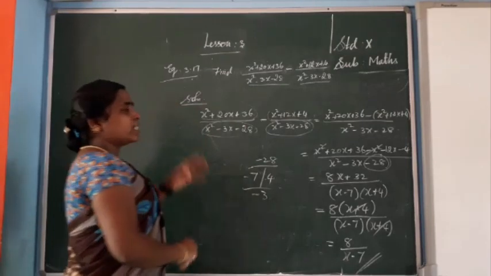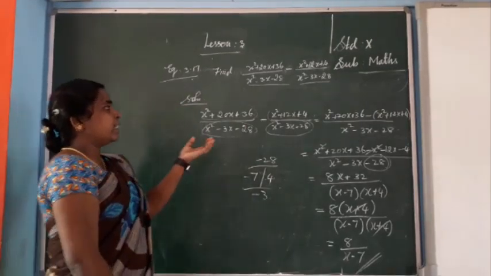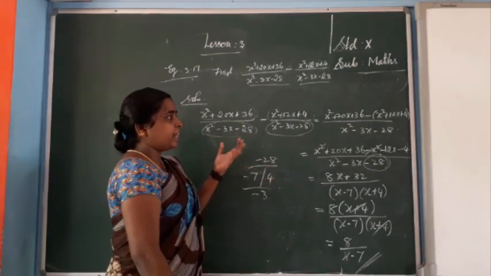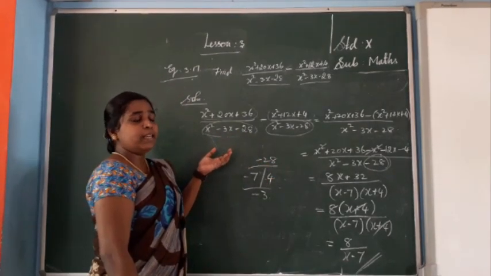Okay. For addition and subtraction, first you have to see the denominator. If the denominator is the same, we can subtract directly. If the denominators are different, we have to take the LCM.